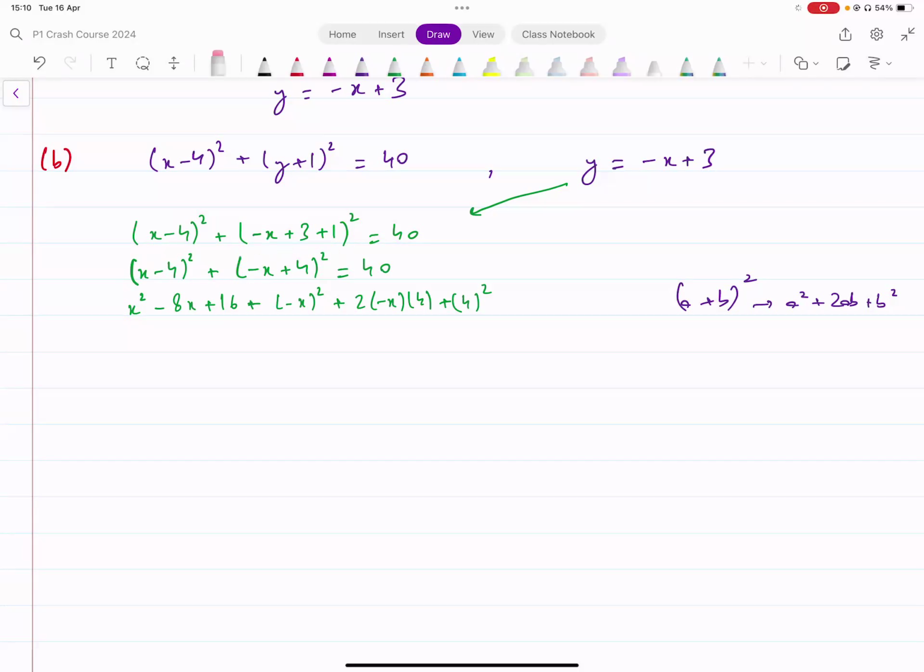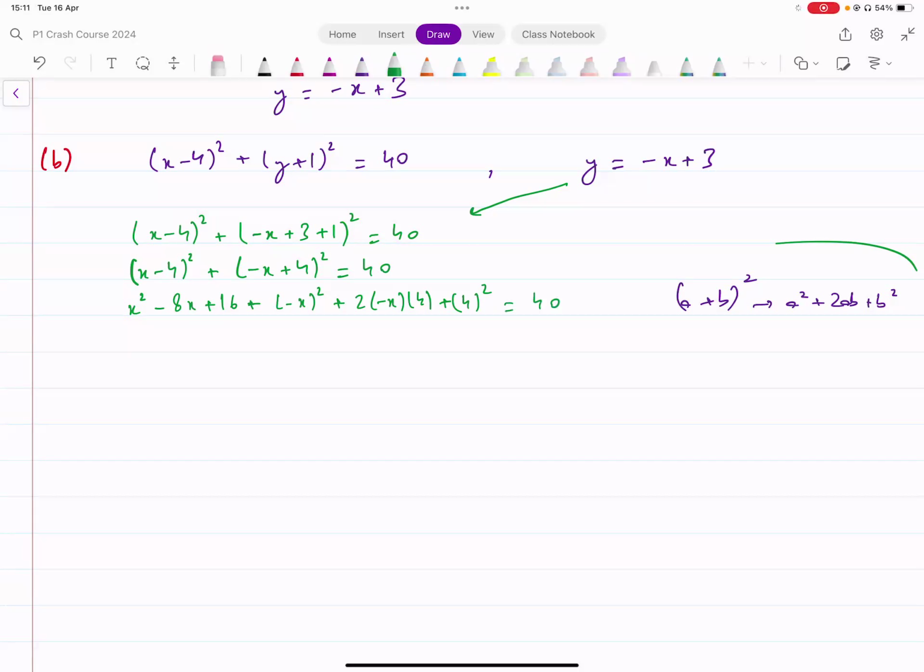If you're confused, an easy way to do this is think of it like this: (minus x plus 4) into (minus x plus 4). Just evaluate this and you're less likely to make the plus minus errors if you do that. Okay, so if you're confused about how to use this identity here, just multiply it separately like that: (minus x plus 4) into (minus x plus 4), and that will work.